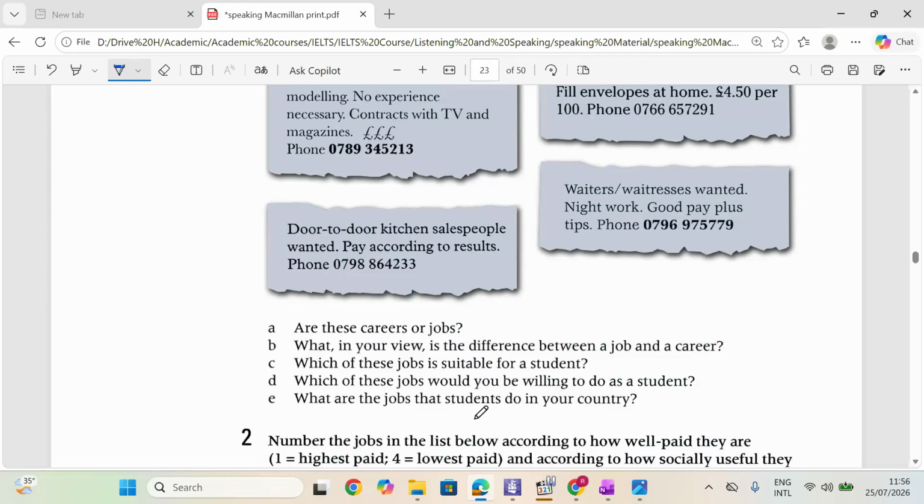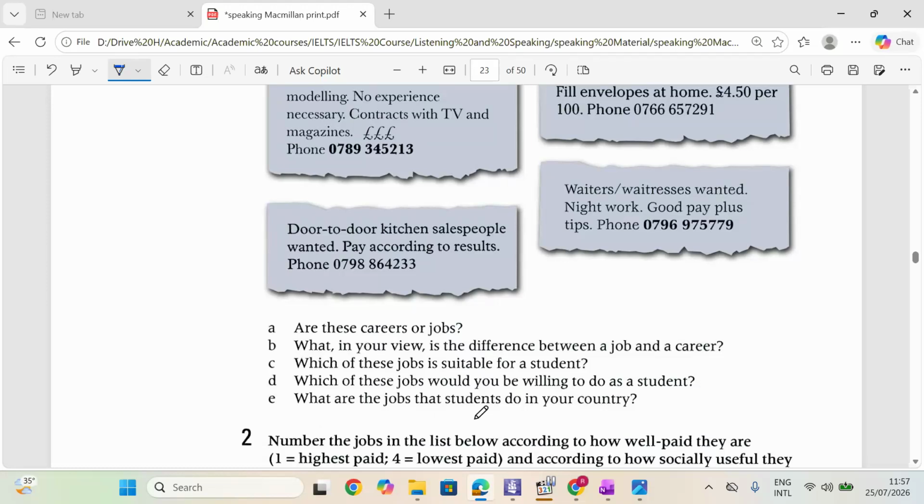And the second one, what in your view is the difference between job and career? For me, a job is work that people do to earn money, and it may only last for a short time. A career is like a long-term profession, where people develop their skills, gain experience, and work toward promotions and success.